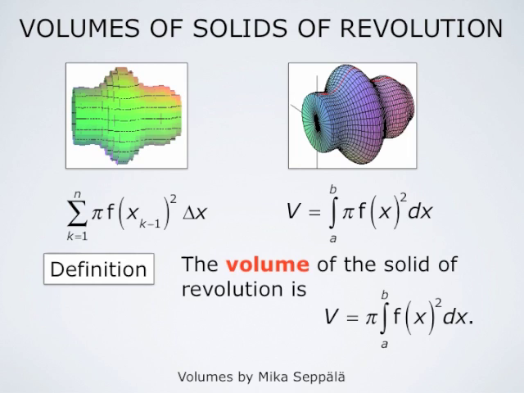So as a summary, let me now recall that we have derived the volume formula V equals pi times integral from a to b of f of x squared dx. This is the volume of the solid of revolution obtained by letting the domain between the graph of the function f and the x-axis interval from a to b rotate around the x-axis. All these volumes can be computed by this formula.